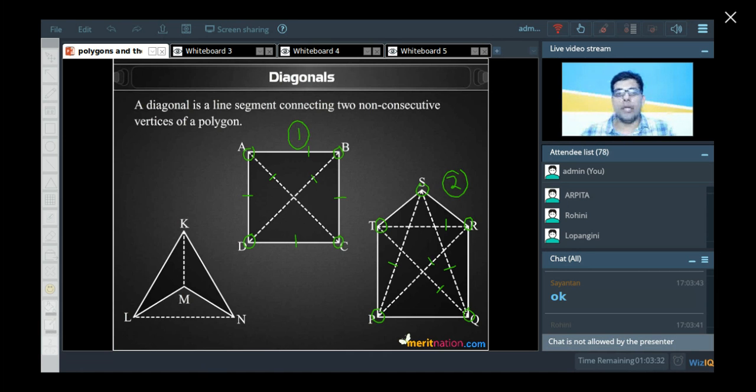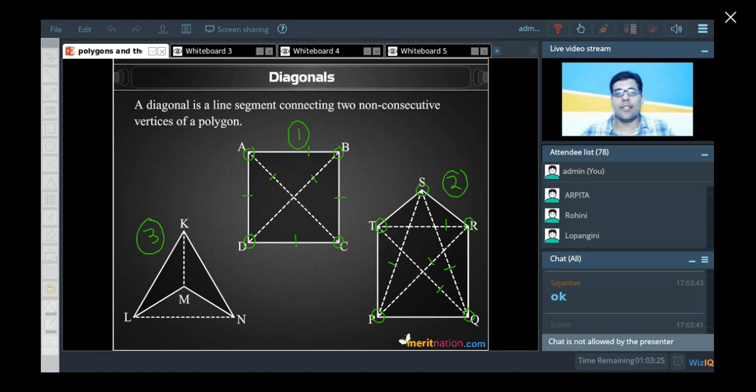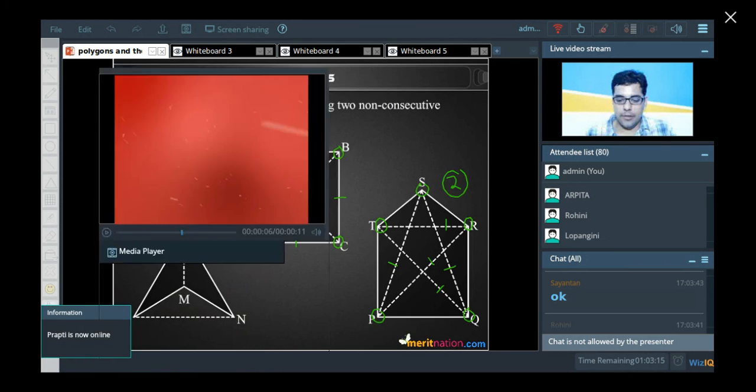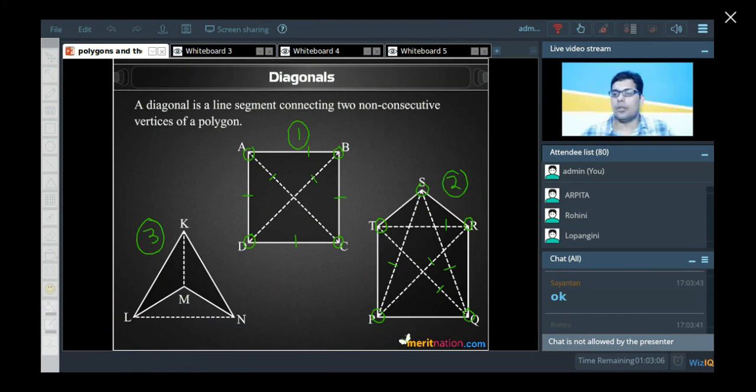Now, polygon number 3 is a triangle. In this triangle, we have no two non-consecutive vertices. Therefore, we can say a diagonal is not possible in the case of a triangle. Therefore, we can begin drawing diagonals only from the quadrilateral, 4 sides, then pentagon, then hexagon, heptagon, octagon, and so on.